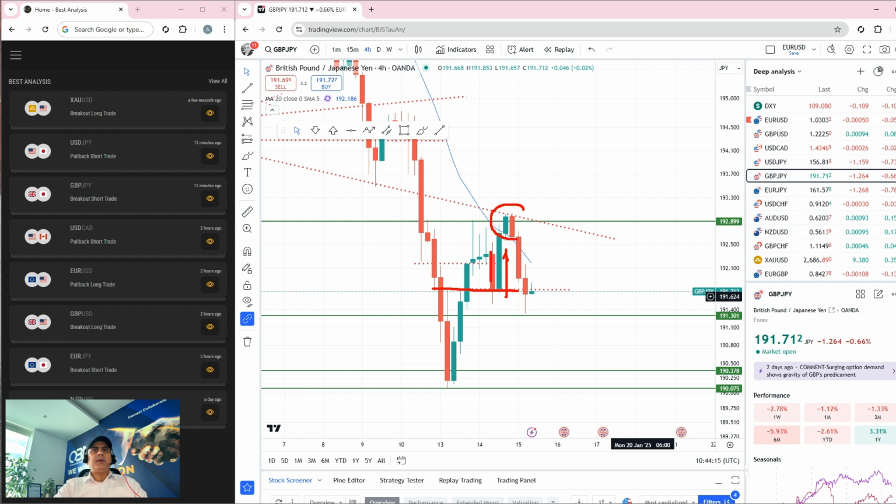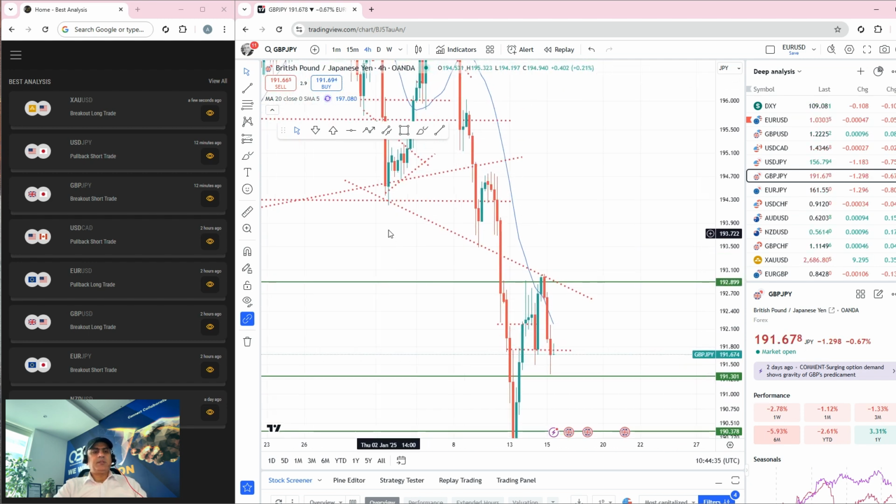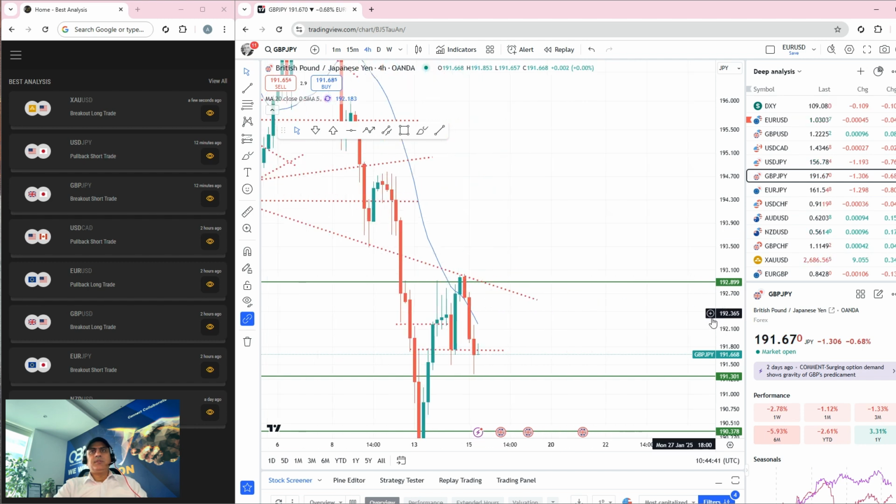Price nicely hit, bank some profit, and at the Asian session, price nicely respected. As you can see here, previously price respected. So we were expecting a hit twice here. So we were expecting the possibility of price action here because the price previously respected.